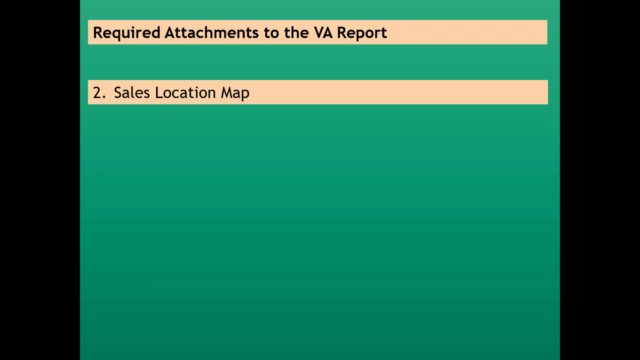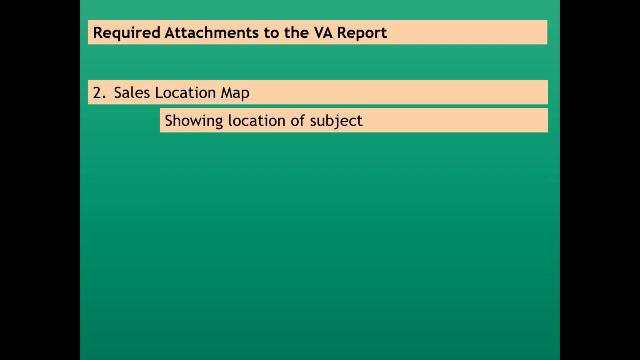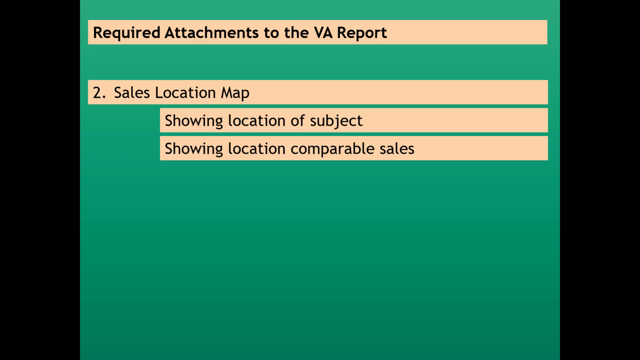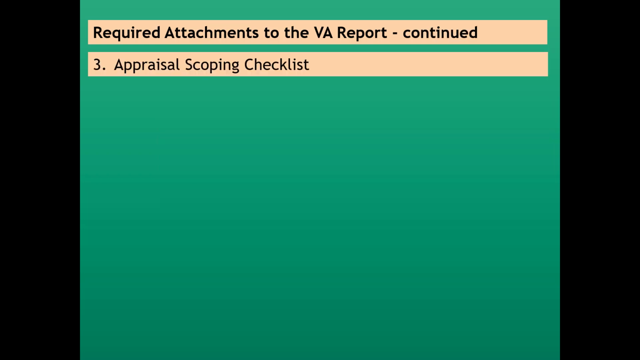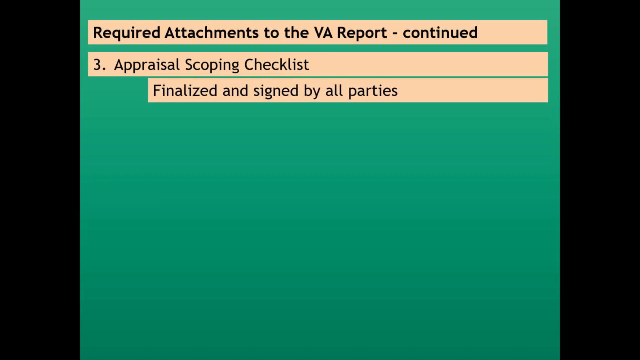Next, we need a sales location map showing location of the subject, showing the location of the comparable sales, and it has to be in detail sufficient enough to allow someone to find the properties using the map. Next is the appraisal scoping checklist, which is finalized and signed by all parties.